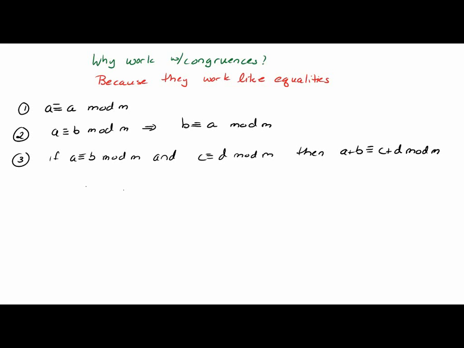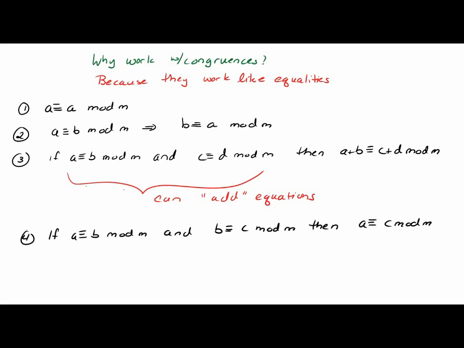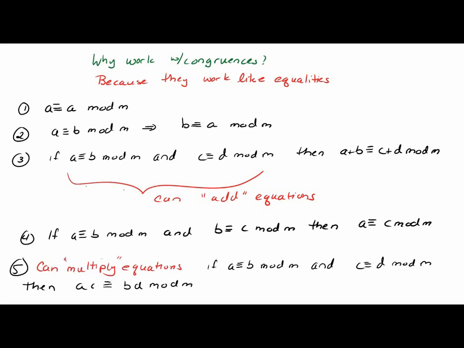That you can add equations. Number 3 is pretty important, that you can take A congruent to B mod M and C congruent to D mod M and add the equations to each other. You have transitivity, that if A is congruent to B and B is congruent to C, then A is congruent to C. And you can even multiply equations. If A is congruent to B mod M and C is congruent to D mod M, then AC is congruent to BD mod M.